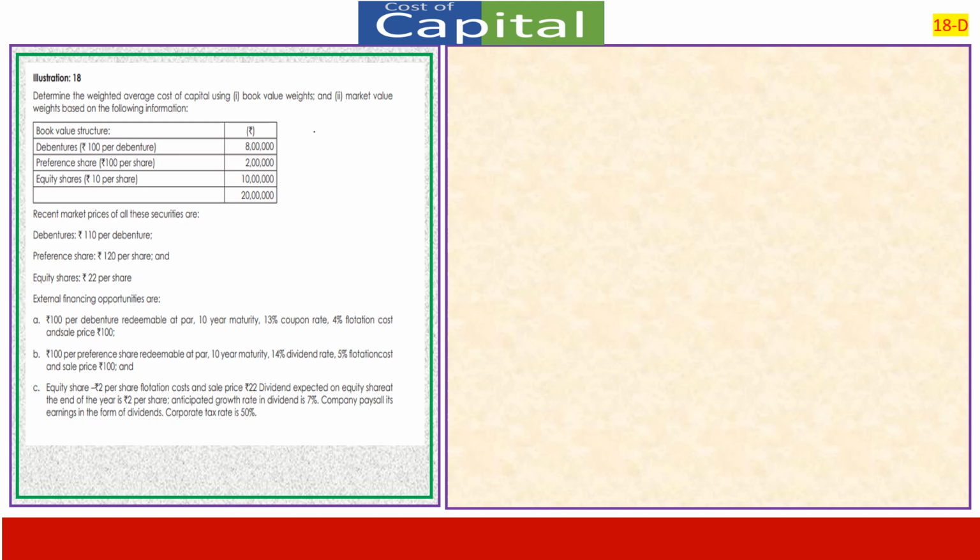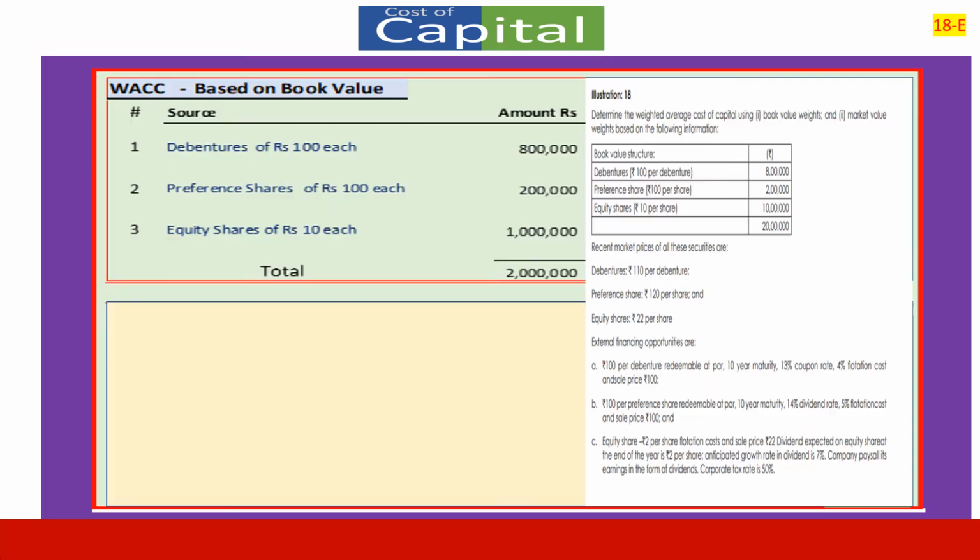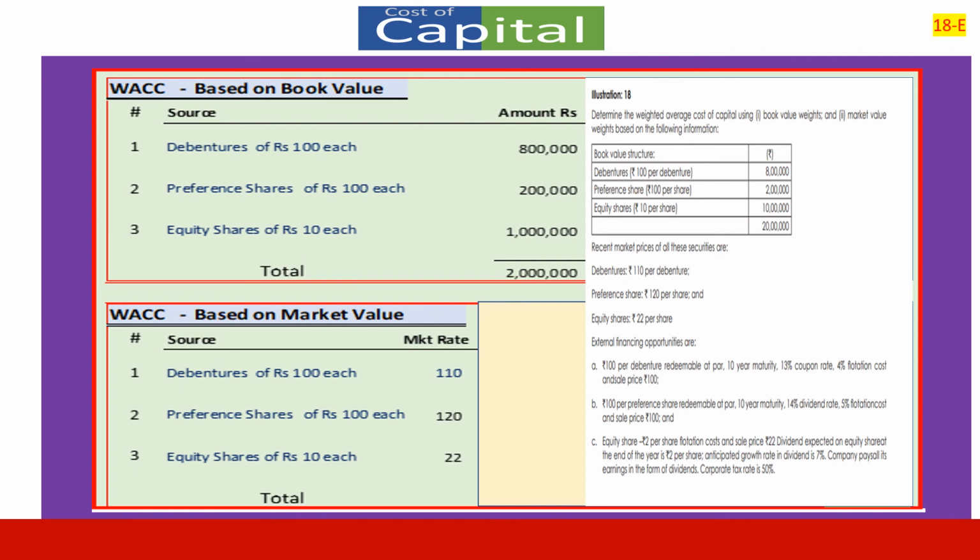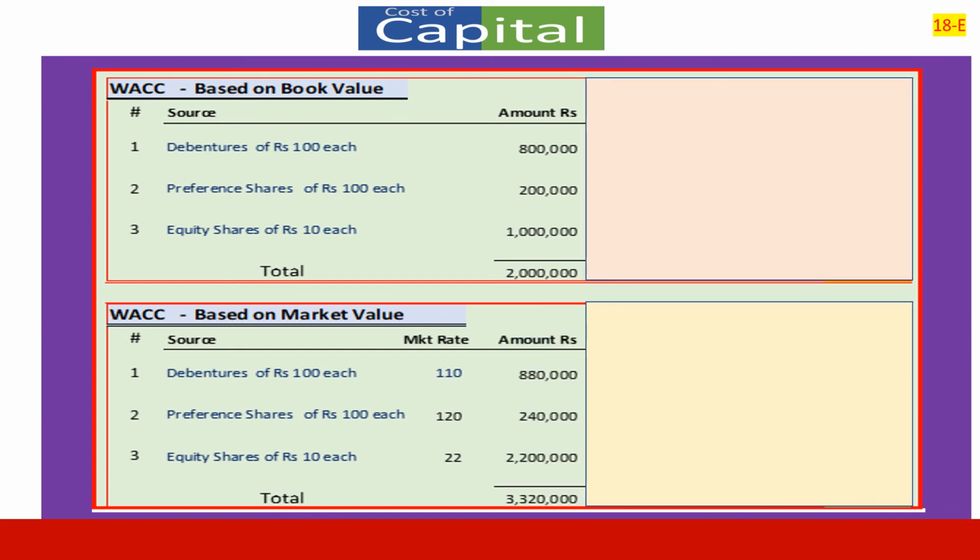Now that brings us to the last part of it, market value and cost, book value for the sake of valuation. We take the book value 8 lakhs, 2 lakhs, we repeat this table. Then we find they have given debentures of 100 each at 110, preference shares at 120, and equity shares at 22. Multiply and revise the values. 8 lakh divided by 100 into 110, 2 lakh divided by 100 into 120, 10 lakhs divided by 10 into 22, and now we calculate the weight here, 50, 10, 40%.